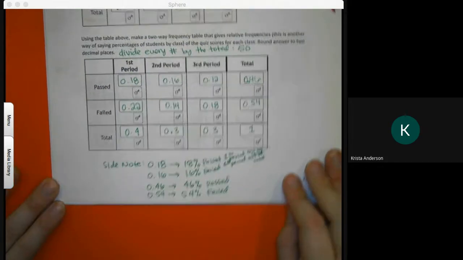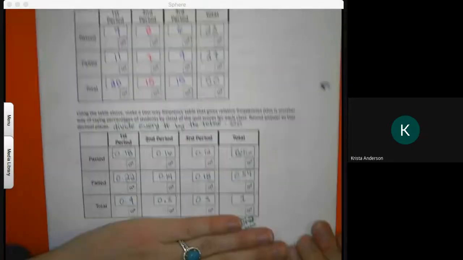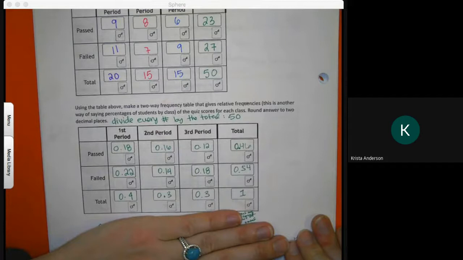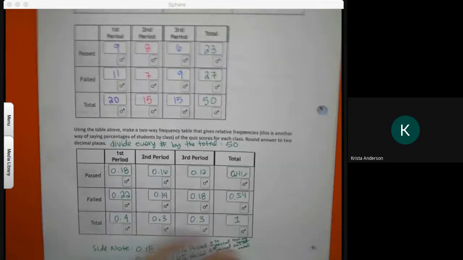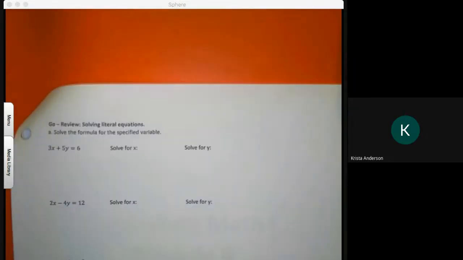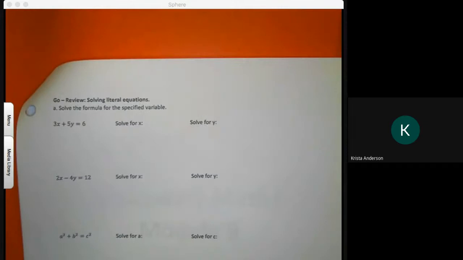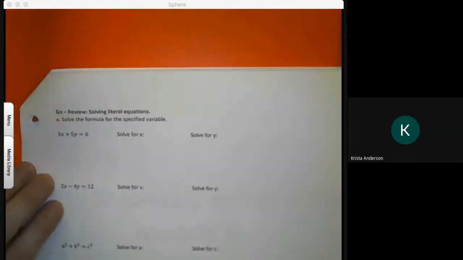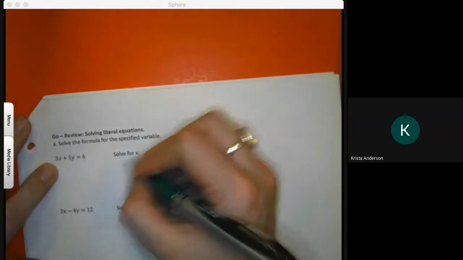So on your assignment, all you'll need to do is fill in your table and then create the relative frequencies with decimal points. The last section of your assignment is solving formulas. For the first question, you solve for x.